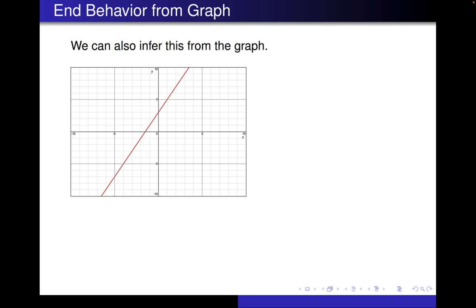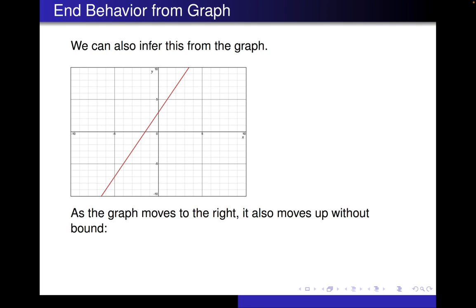And actually, we can infer this from the graph. So if we look at the graph, we can see that the slope is 2, just as we expect. And if we think about what happens as x goes to infinity, that means we're moving to the right. So our x values are moving way to the right. As our graph moves to the right, we're also moving up, and not only that, we're moving up in a really steep way. So we're moving up without bound. And that tells us as x goes to infinity, f of x goes to infinity, just as the computations told us.